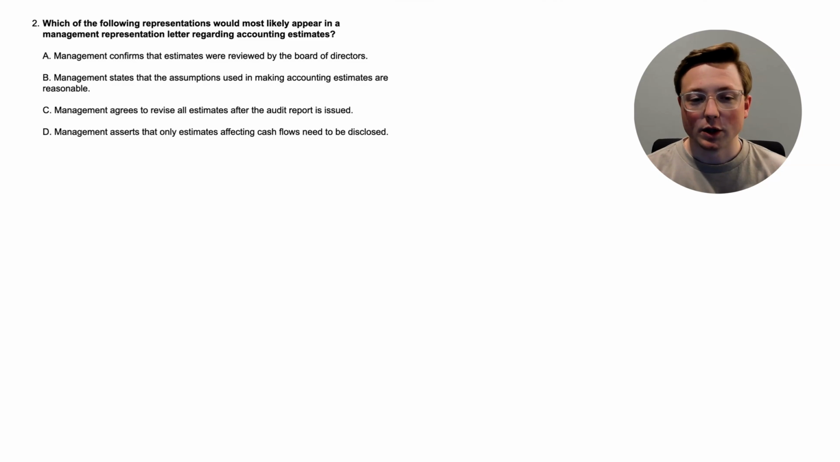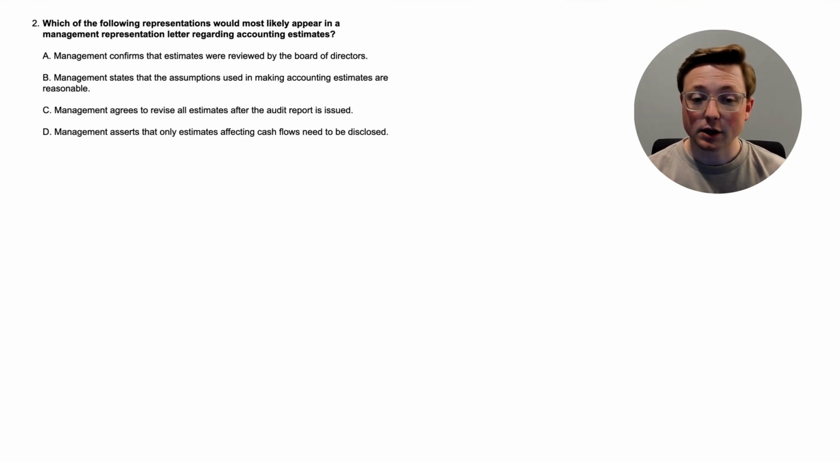All right, here we are at question 2. Which of the following representations would most likely appear in a management representation letter regarding accounting estimates? Let's go through the options. Option A, management confirms that estimates were reviewed by the board of directors. Option B, management states that the assumptions used in making accounting estimates are reasonable.